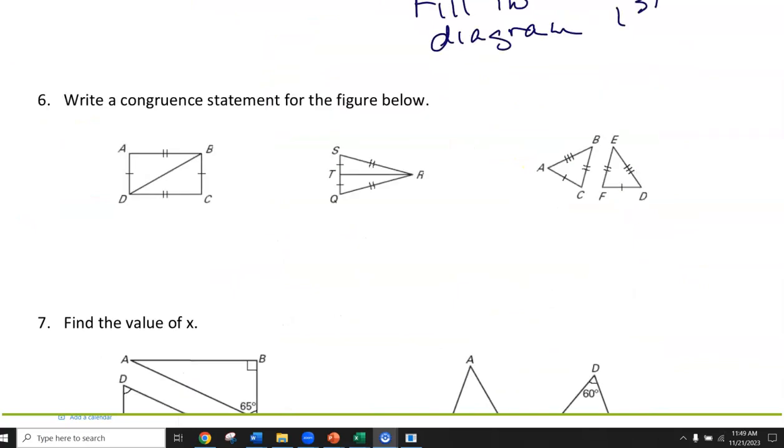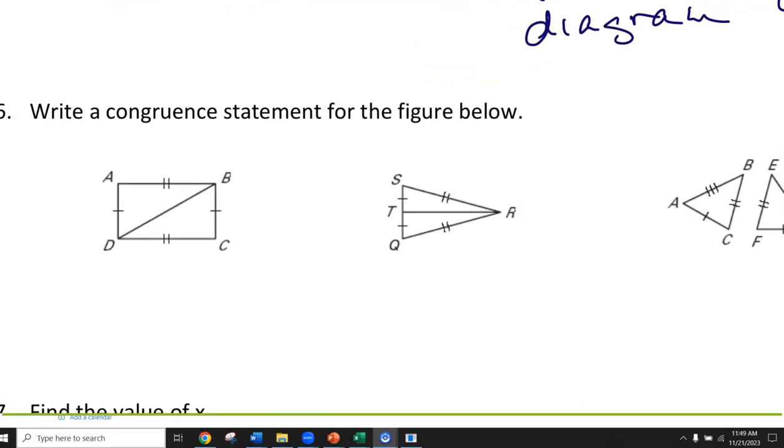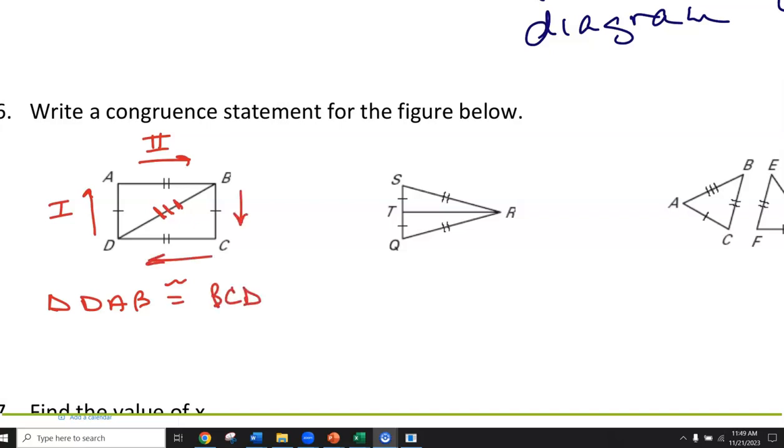Okay, so now we're going to write a congruency statement for the figure below. So first thing I'm going to do, mark this. This is my reflexive piece that's in common. So I'm going to label my top triangle, well, I'm just going to call it triangle DAB. So I went this way. So I went 1, 2. I've got to do the same thing for the bottom one. That's congruent to BCD, because I went 1, 2. Okay, remember to follow the path so that you identify these triangles correctly.